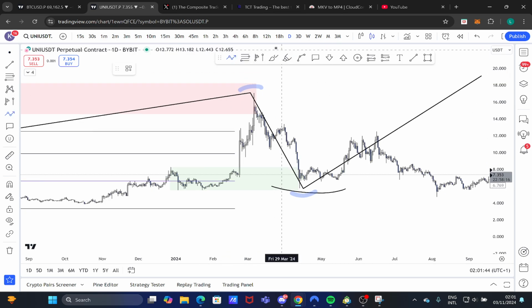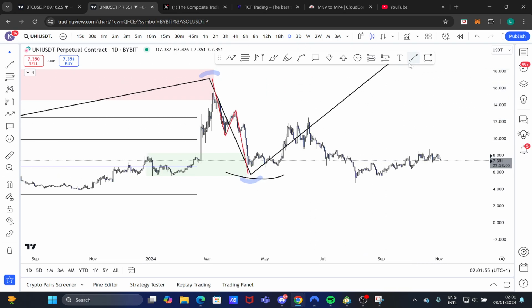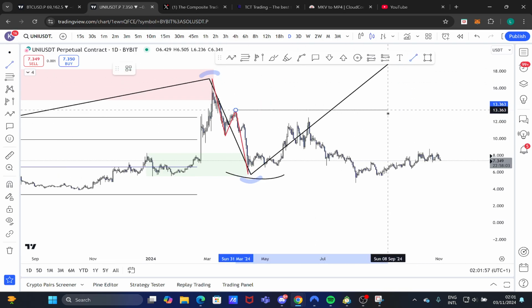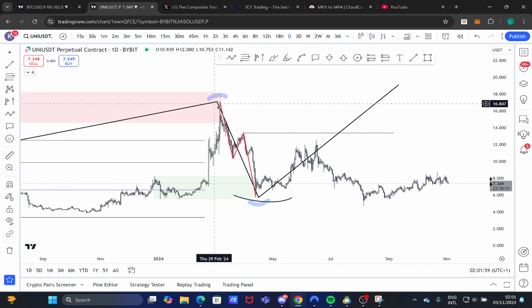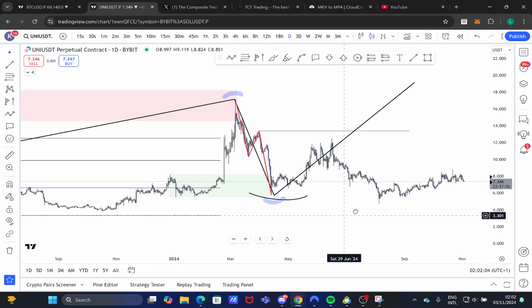Okay, so identifying our market structure from top to bottom, you can see right here, we simply have a lower high and a lower low. Okay, let's make that red. And that's going to be our level 2 market structure. So breaking this market structure high will confirm the rotation back towards our main market structure high, and therefore confirming this as our higher low for the higher high.